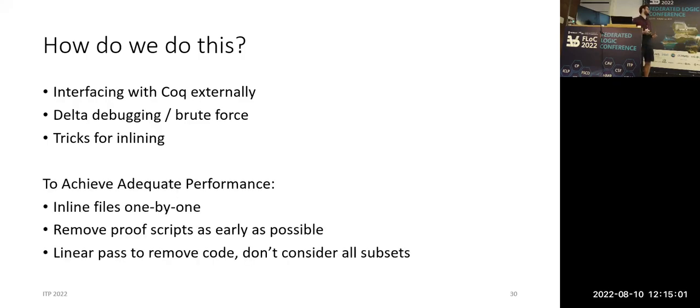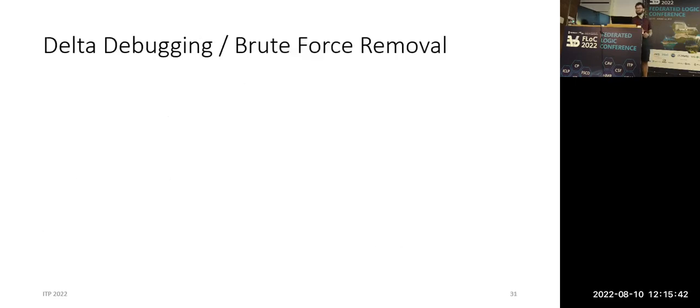There are three main techniques that we use to achieve adequate performance. We inline files one by one instead of all at a time. This makes the overhead of running coq after every change manageable. We remove proof scripts as early as possible, replacing them with admit, because coq spends most of its time generating proofs, checking proof scripts. And what this means is that if we can eliminate the unnecessary proofs as early as possible, we can drastically reduce the runtime. And finally, we manage to achieve essentially a linear path to remove code. We don't have to consider removing multiple lines far apart simultaneously. And I will talk about how we achieve these things.